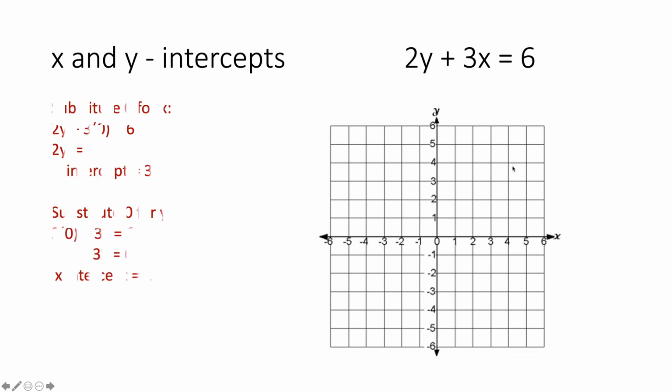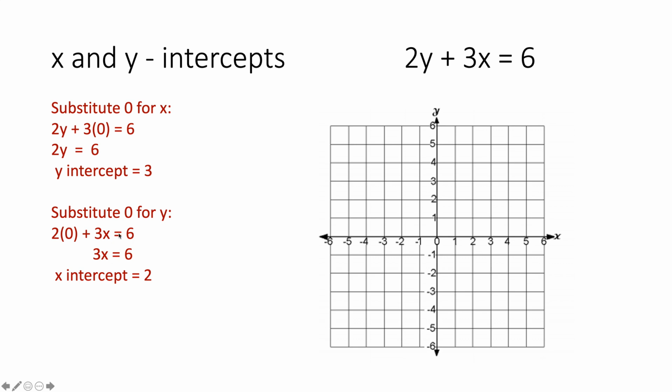The first thing that I do is substitute a 0 for x. Here's my equation, 2y plus 3x is 6. But instead of writing 3x, I put 3 times 0. 3 times 0 is just 0, so I get 2y equals 6. It's really quick math. Dividing by 2, the y-intercept is 3. The y-intercept is 3 because the x is 0. Remember, if the x is 0, you're finding the y-intercept. If the y is 0, you're finding the x-intercept.